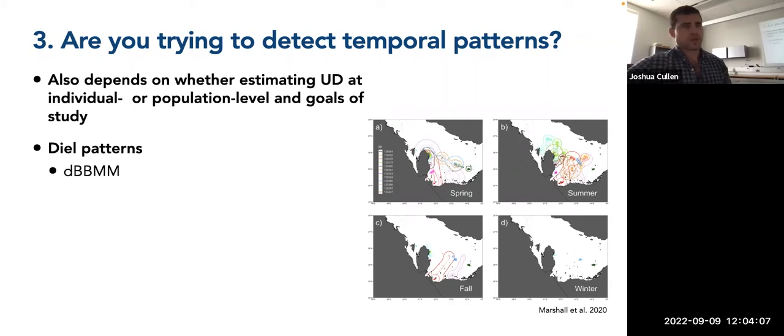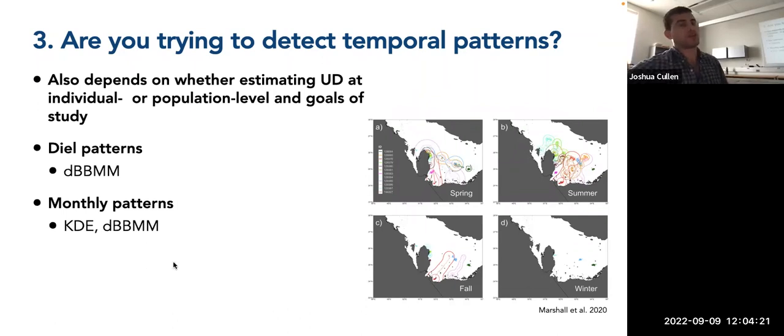So for diel patterns, because of the fine temporal scale, ideally you would probably use the dynamic Brownian bridge movement model. If you're looking at monthly patterns, you may also be able to use the kernel density estimates in addition to dynamic Brownian bridge movement models. And again, I would in general recommend to never use minimum convex polygons to estimate space use. An example of seasonal patterns of space use based on kernel density estimates is shown on the right here for hawksbills in the Arabian Gulf.